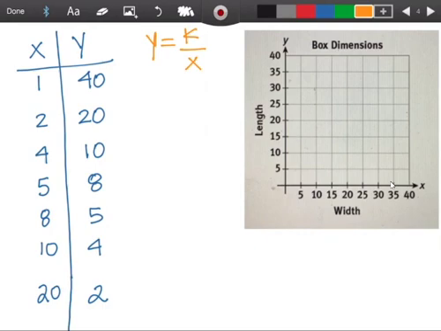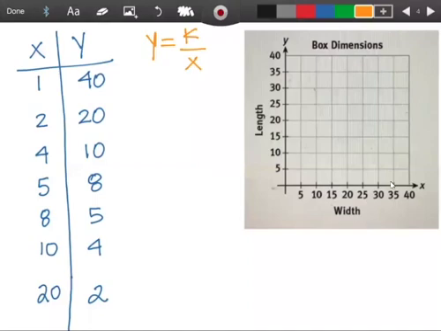Okay, so now, one of the requirements for indirect variation is to have a line that is nonlinear, meaning it is not straight, and then also have an equation that is in the form of y equals k over x. So the first thing I'm going to do is go ahead and plot these points on this graph and see if we get a straight line or a non-straight line. So remember, x and y are ordered pairs, x comma y. So we're going to graph each one.